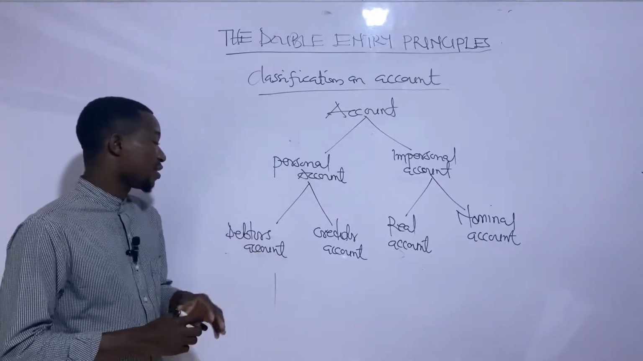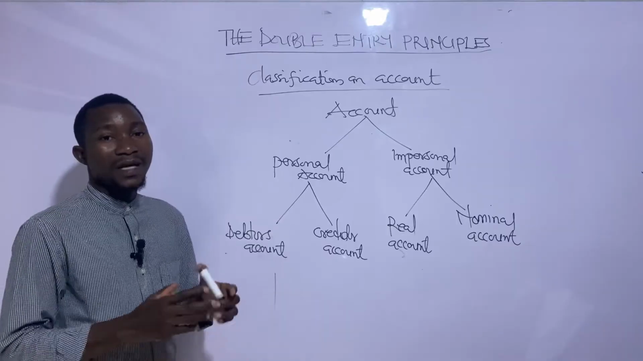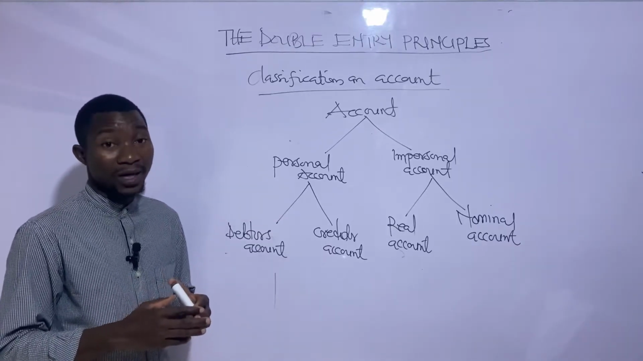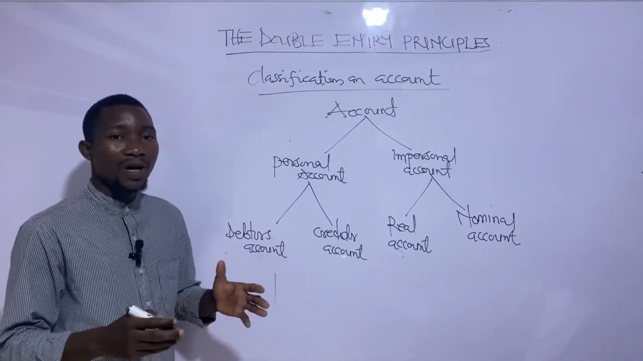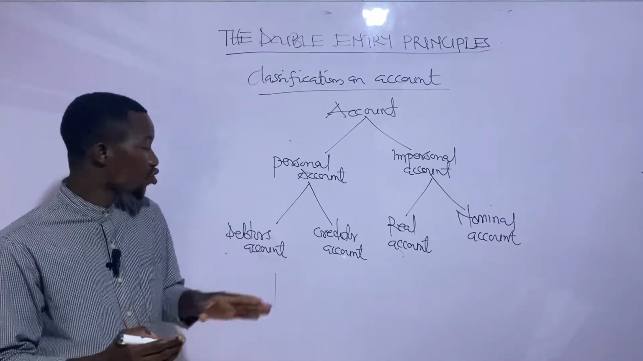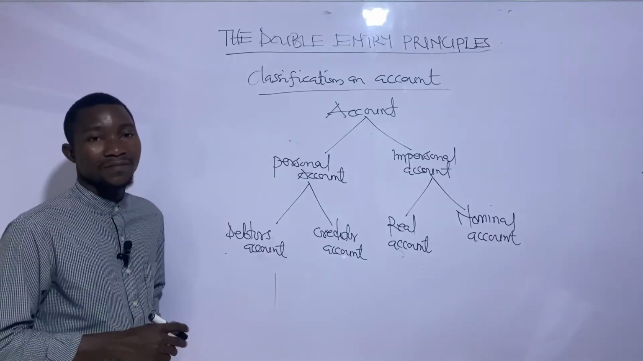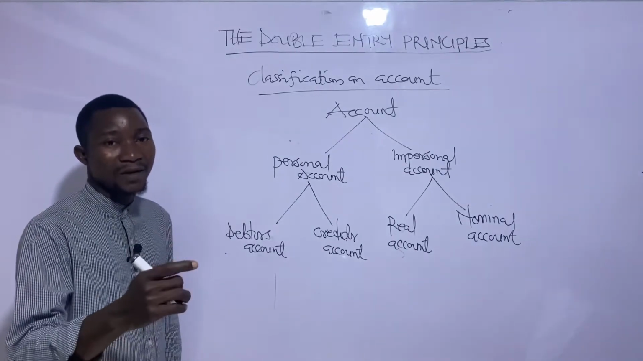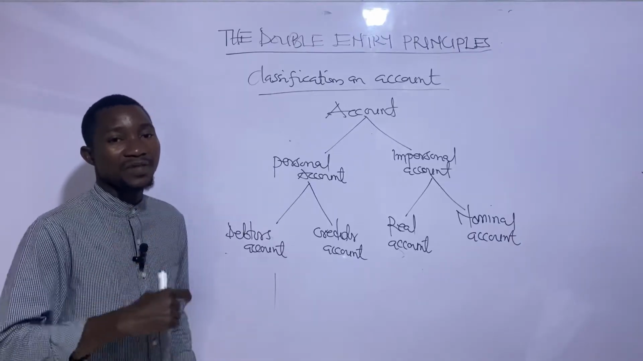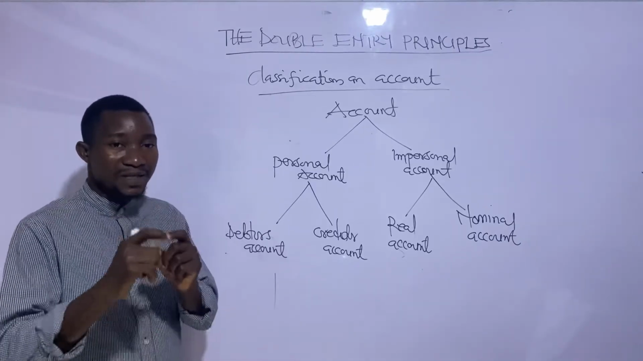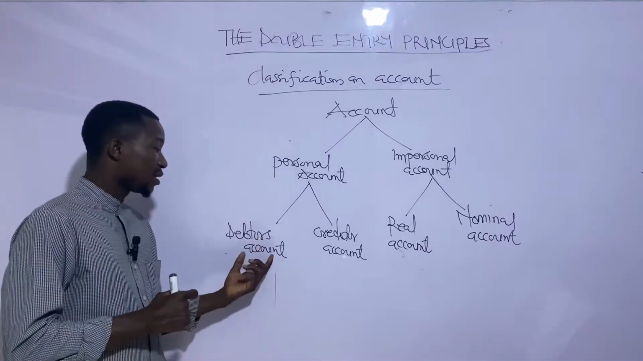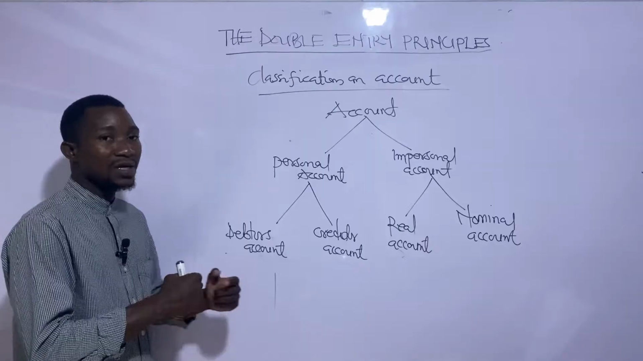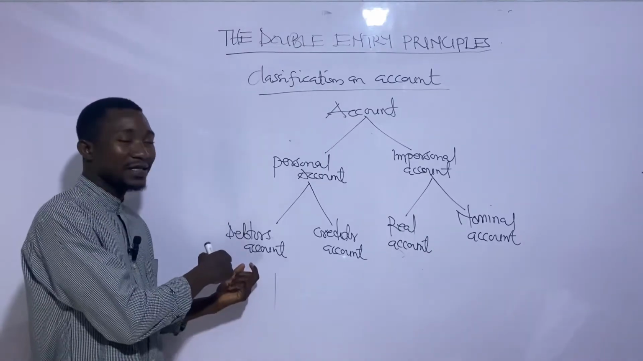So when we talk of debtors accounts, debtors are people or individuals that owe a business. Is that okay? So transactions with individuals that owe a business will be recorded in the debtors account. For instance, when a business makes a sale of an item to a customer for which the customer has not made a full payment, the customer's name will be recorded in the debtors account. The customer becomes a debtor to the business, so such transaction will be recorded in the debtors account.